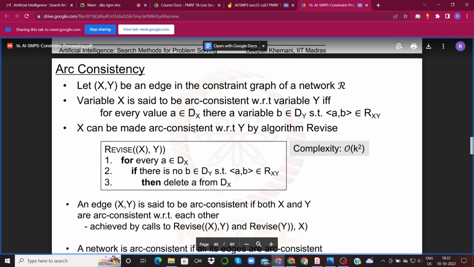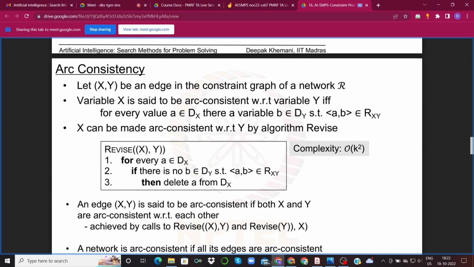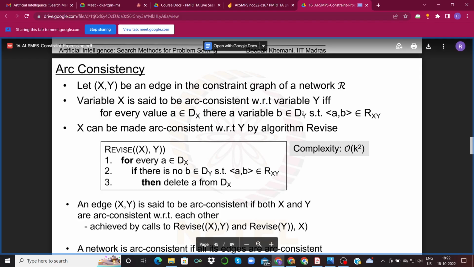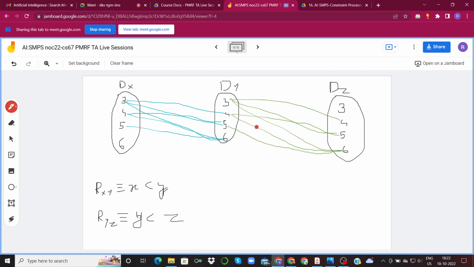So if we go back to the arc consistency problem, for every variable belonging to dx, there must be a variable in dy such that they follow that constraint or that relation, right? And here we see that 6 is not connected to any element in dy, so we will mark this for cutting down. Okay, so this is the first cycle of our arc consistency problem, and the first thing that we do is revise, and what it does is it deletes 6 from dx.